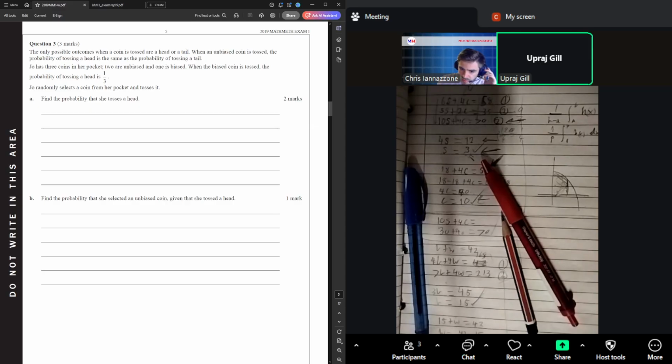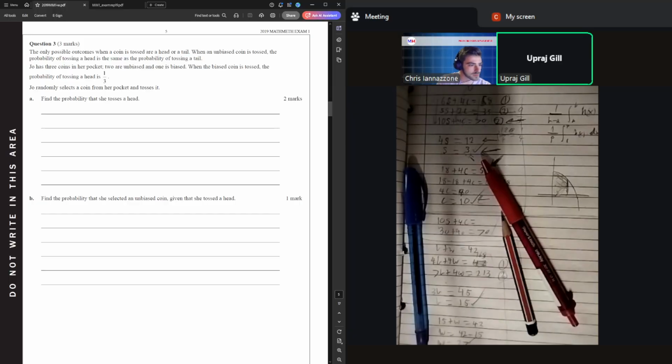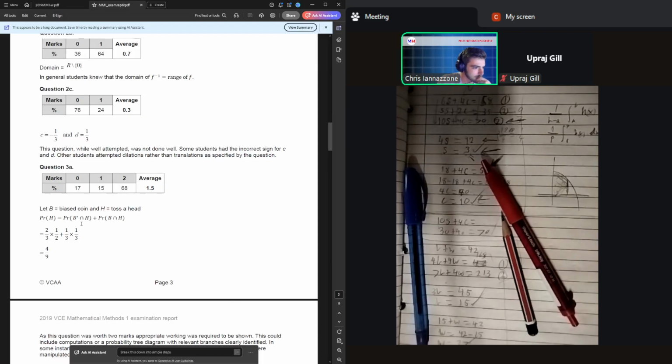Is it 4 on 9? 4 on 9, yeah, 4 on 9 is correct there. Yeah, 4 on 9. So you probably said, yep, I've got a 2/3 chance of getting the 50/50 one, and a 1/3 chance of getting the 1/3 chance one. And so adding those up together, 4 on 9. Perfect.